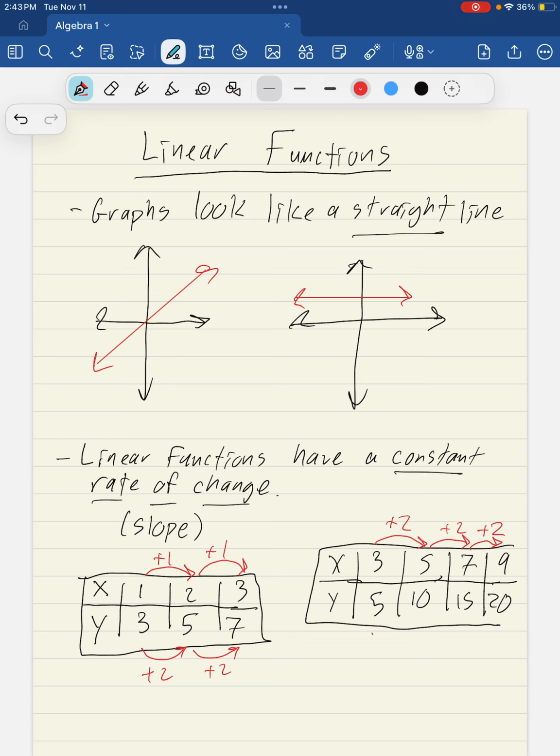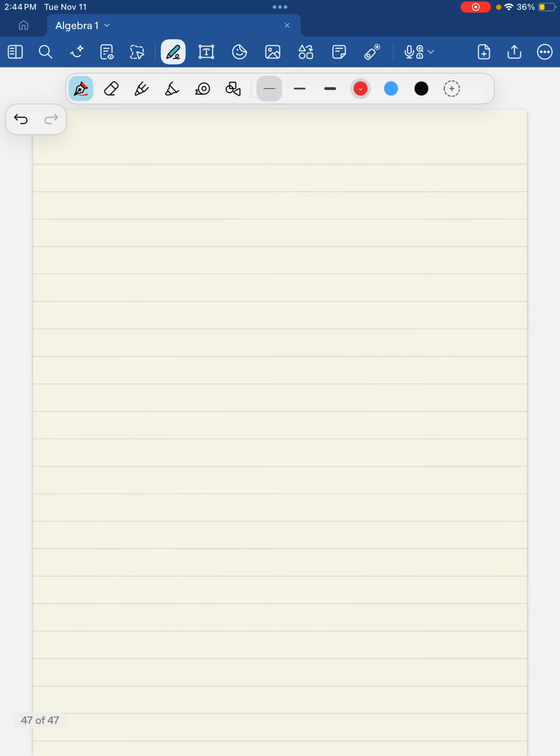On the bottom, we go plus 5. 10 plus 5 is 15. Yup, and 15 plus 5 is 20. There too, we can see a constant rate of change happening in the x's as well as in the y's. Okay. Now, lastly, we've talked about graphs. We've talked about rates of change and how you have to identify a linear function if you're given an input-output table. You might also be given equations.